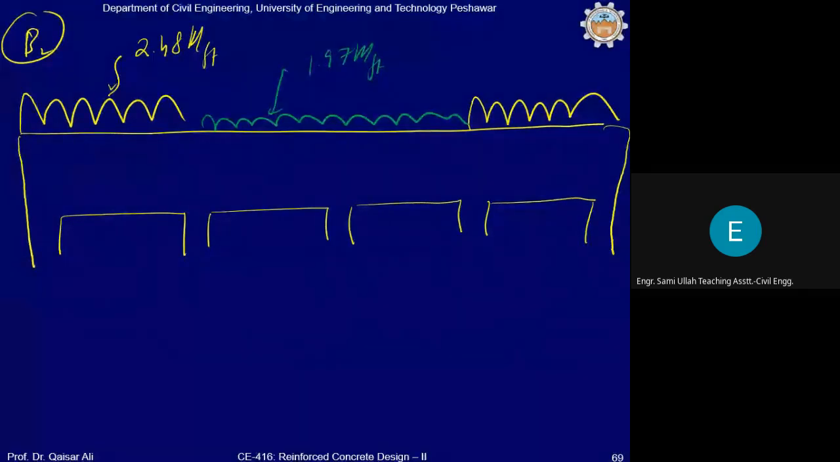And again, in the same way, you can analyze the given beam using the coefficient method. And once you calculate the moment and shear values, the design is same. You can do the design in the same way using the same procedure. Okay, clear? Any question? No, sir.